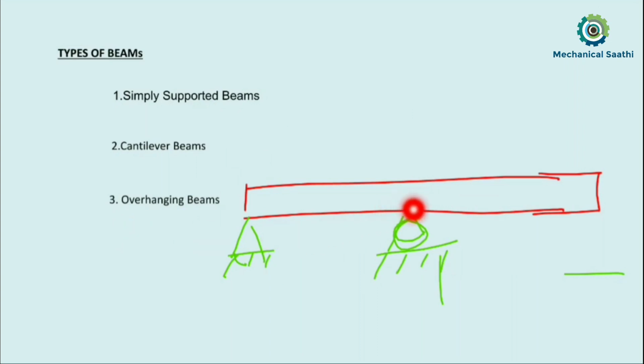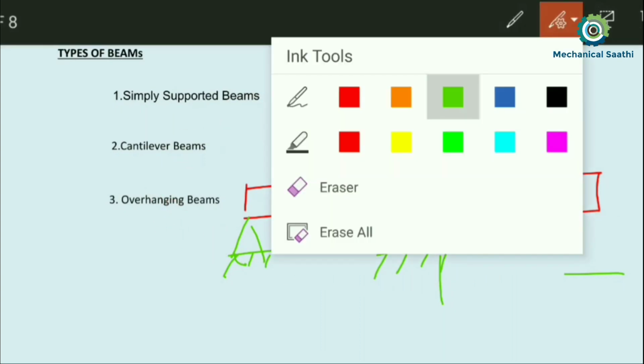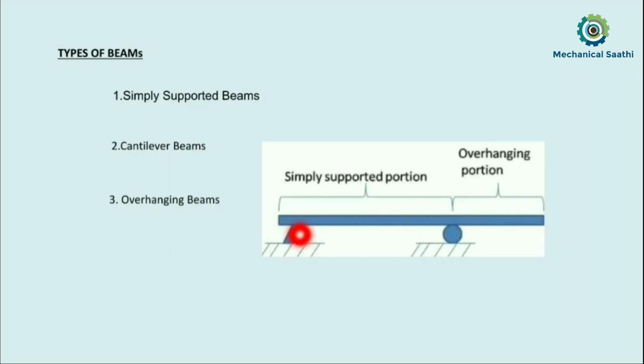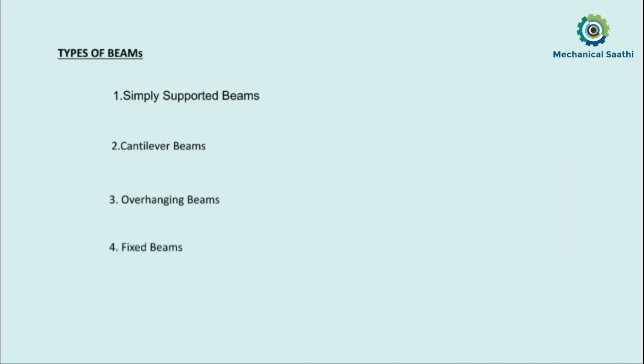If we do not consider this part and consider only this part, then this can be called a simply supported beam. But if we consider the whole one, then this can be called the overhanging beam. Let us see the diagram over here. Whatever diagram I just drew is here. This support is a hinge one, this is a roller one, and this total is called the overhanging beam. Now let us move towards the next kind of beam, that is the fixed beam.